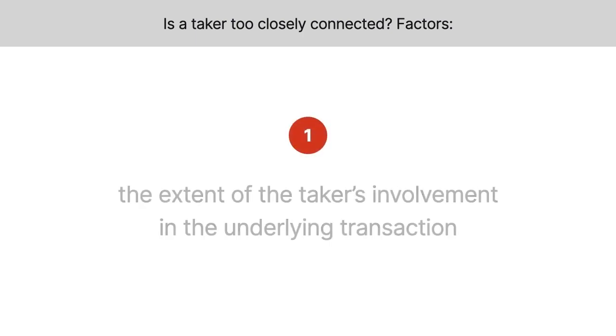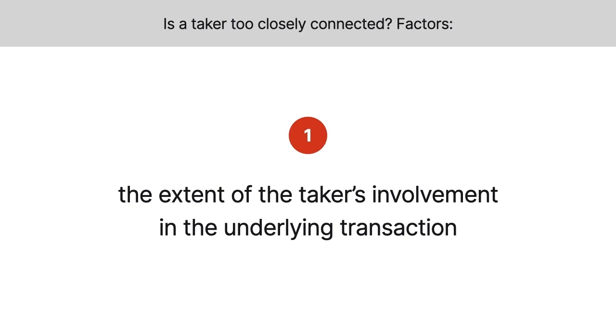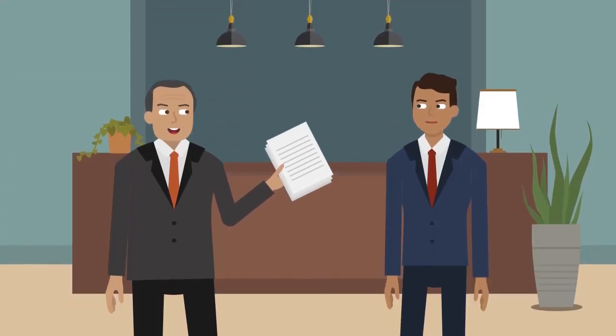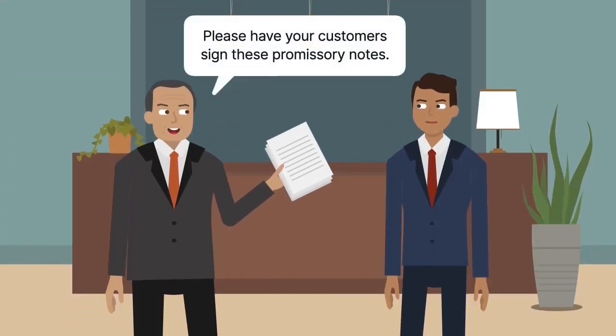The first factor considered in applying the Close-Connectedness Doctrine is the extent of the taker's involvement in the underlying transaction. For instance, if the taker regularly supplies pre-printed notes and lends money directly to the payee, such circumstances may support a finding that the taker is too closely connected to qualify as a holder in due course.